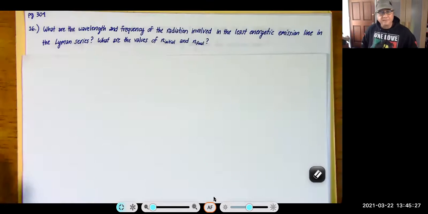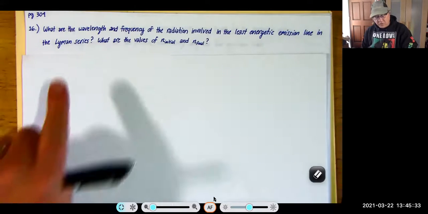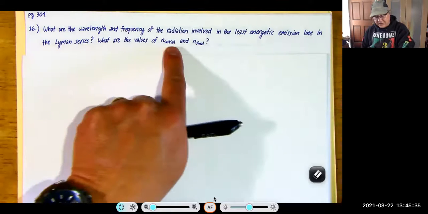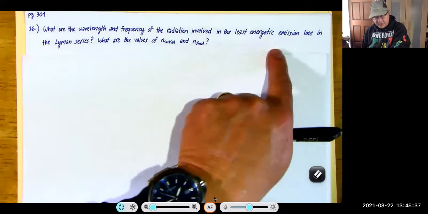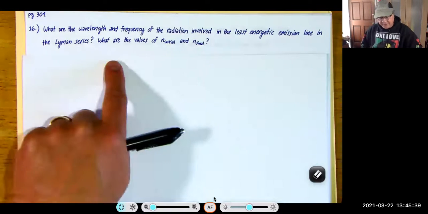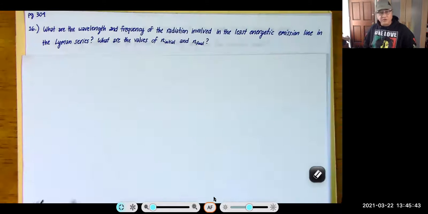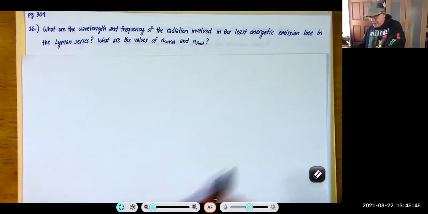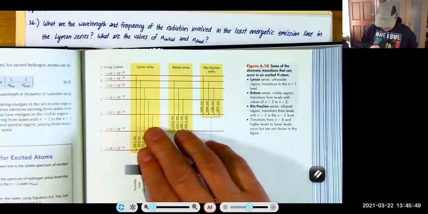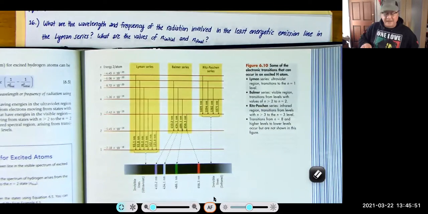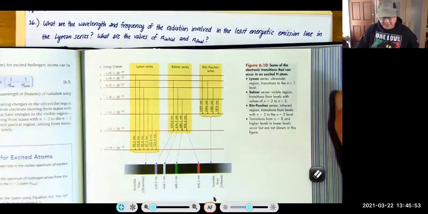All right, let's take a look at this first question based on Bohr's model of the hydrogen atom. What are the wavelength and frequency of the radiation involved in the least energetic emission line in the Lyman series? What are the values of n initial and n final? So to do this, we have to find the Lyman series. And here it is in the book, on page 289, and here's the Lyman series.